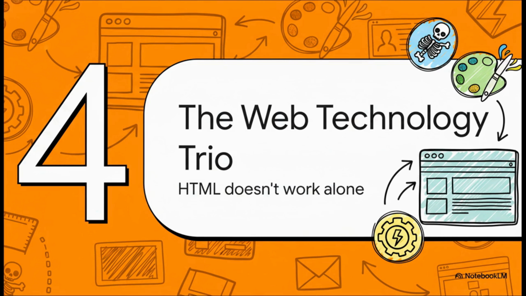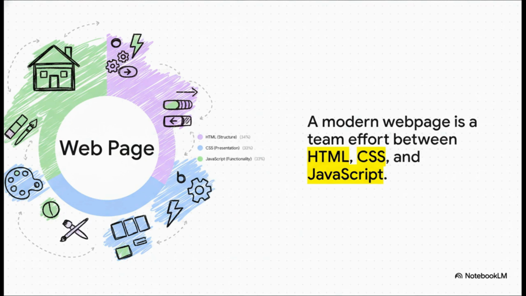Okay, now this is absolutely crucial to understand. While HTML is the skeleton, it's not the entire body. It's part of a core team, a trio of technologies that have to work together to create the modern websites we use every single day. And here's the team. You've got HTML, which we now know provides the core structure. Then CSS swoops in to handle the presentation. That's all the colors, the fonts, the layout, how it looks. And finally, JavaScript adds the functionality, the behavior, the things that make a page interactive.